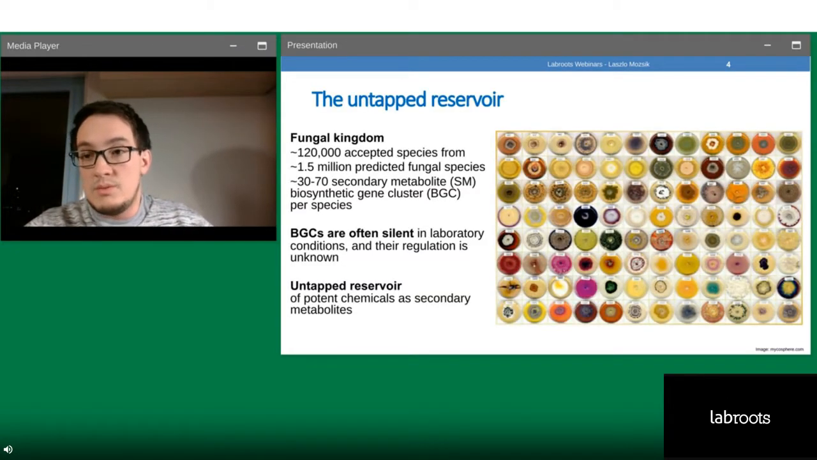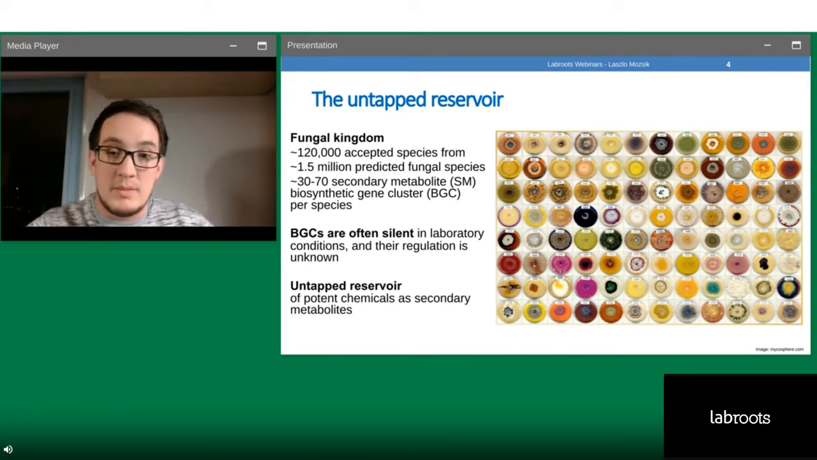During my work, I wanted to investigate this untapped reservoir of secondary metabolites in filamentous fungi. Why do we think it is an untapped reservoir? So far, we have registered 120,000 species of fungi from the predicted size of 1.5 million. And every single species of fungi is predicted to contain around 30 to 70 secondary metabolite producing biosynthetic gene clusters. Unfortunately, most of the biosynthetic gene clusters are often silent in laboratory conditions, and the regulation of these clusters is also unknown. By that, we think that filamentous fungi are an untapped reservoir of potent chemicals in the form of secondary metabolites.